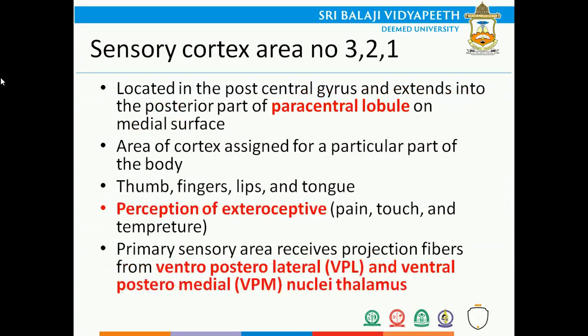So, sensory cortex. The sensory cortex area is areas 3, 1, and 2, located in the postcentral gyrus, and it extends into the posterior part of the paracentral lobule on the medial surface also. The primary center for the sensory functions is the primary sensory cortex, and it is assigned to particular parts of the body. The thumb, fingers, lips, and tongue are represented in the primary sensory cortex. The main function is perception of exteroceptive sensations like pain, touch, and temperature. The primary sensory area receives projection fibers from the ventroposterolateral and ventroposteromedial nuclei of the thalamus.